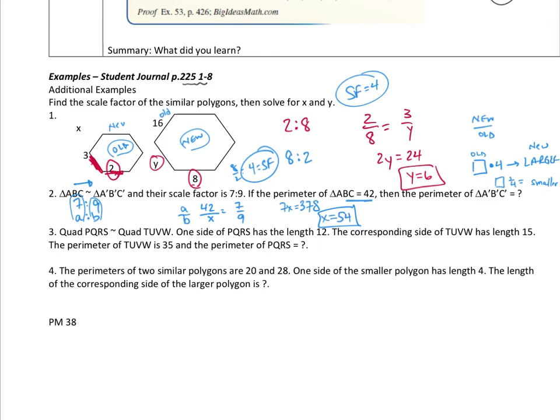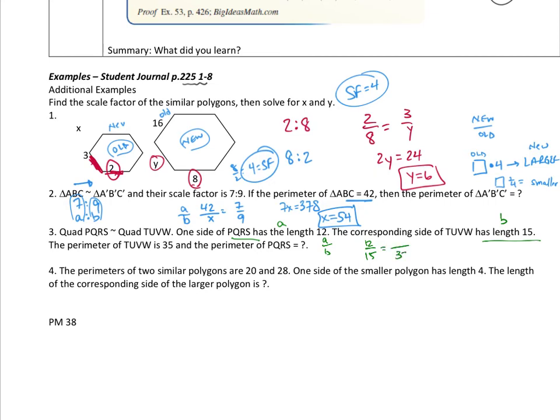All right, for the next one, we've got quadrilateral PQRS and quadrilateral TUVW. One side of PQRS has a length of 12. The corresponding side has a length of 15, so we can say this is A, that's B. So if I set up my A to B ratio, that would be 12 to 15. And the perimeter of TUVW, which is the second one, is 35. Find the perimeter of the first one.